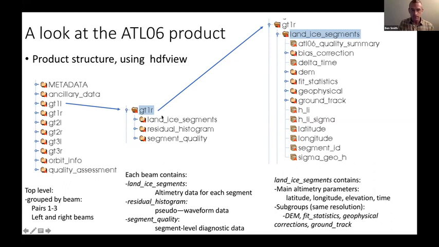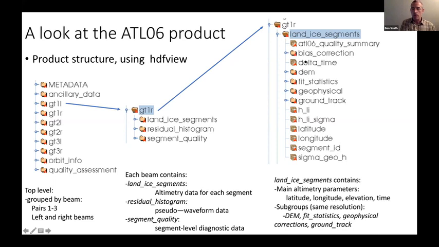So if you go into one of these groups, you see land ice segments, residual histogram, and segment quality. The land ice segments is the group that tells you most directly about altimetry. And if you look in that group, you see a mixture of data sets and subgroups. The data sets are things like latitude, longitude, delta time, and the ATL06 quality summary, which is our estimate of, is this most likely to be a usable segment or not? It also includes the error estimates.